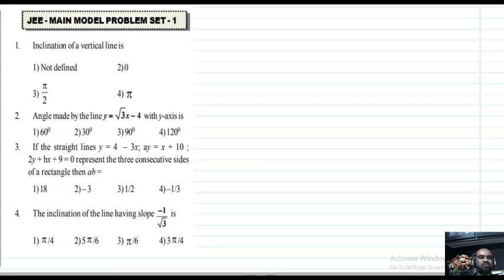Next, objective type questions, JEE Main model problems, single answer type questions. First question: inclination of a vertical line. Vertical line inclination is 90 degrees. Slope is not defined. What is he asking here? Only inclination. Don't confuse. So what can I say? Pi by 2.